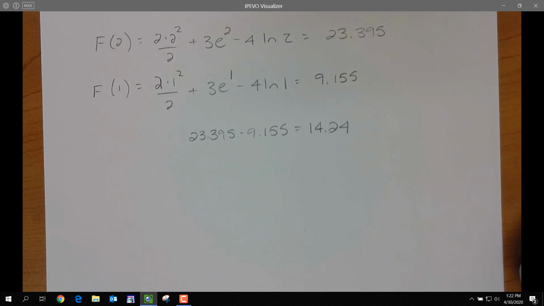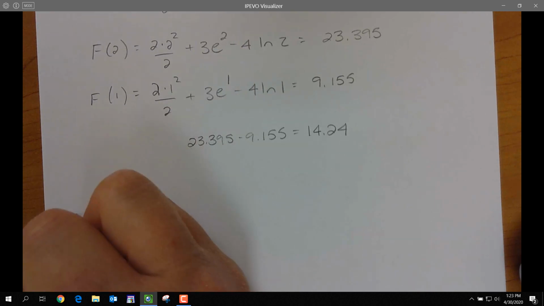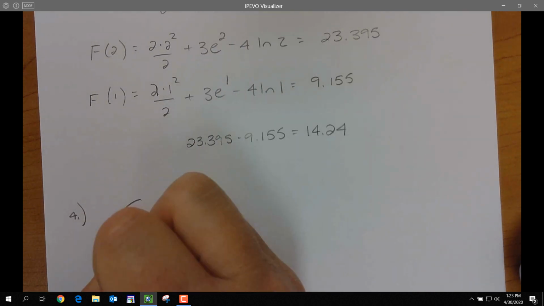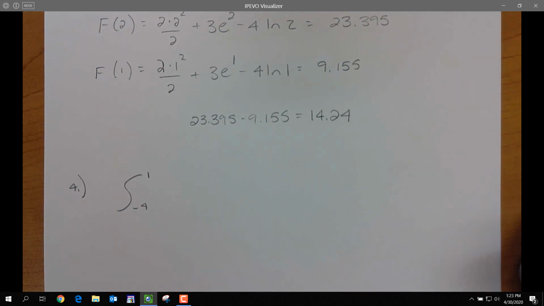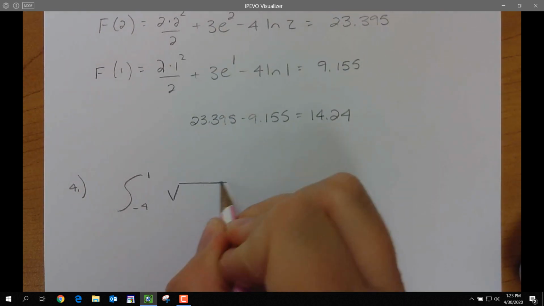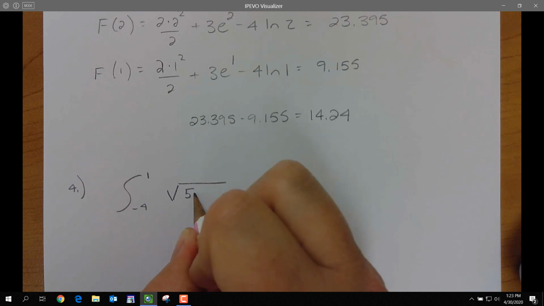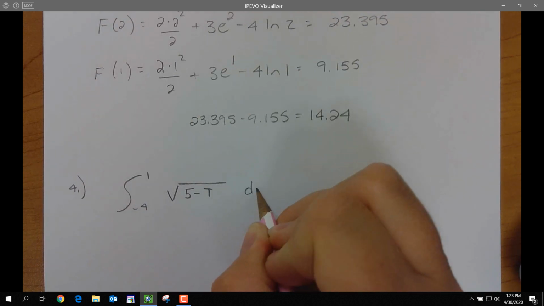14.24. All right, so we're doing the antiderivative. We're putting answers in. So they do get a little bit harder with our antiderivative. Let's do one that makes you use your u and your du parts. So let's see here. What if I'm going from -4 to 1 of the square root of 5 minus t dt?